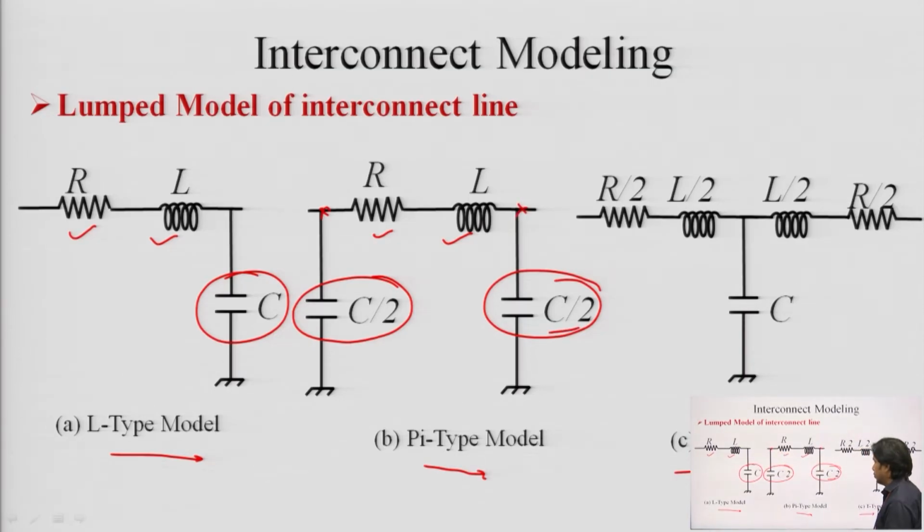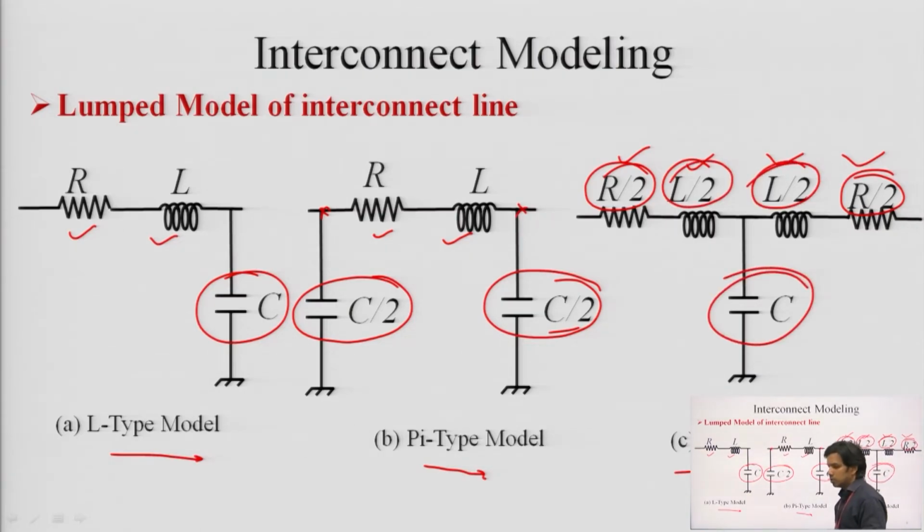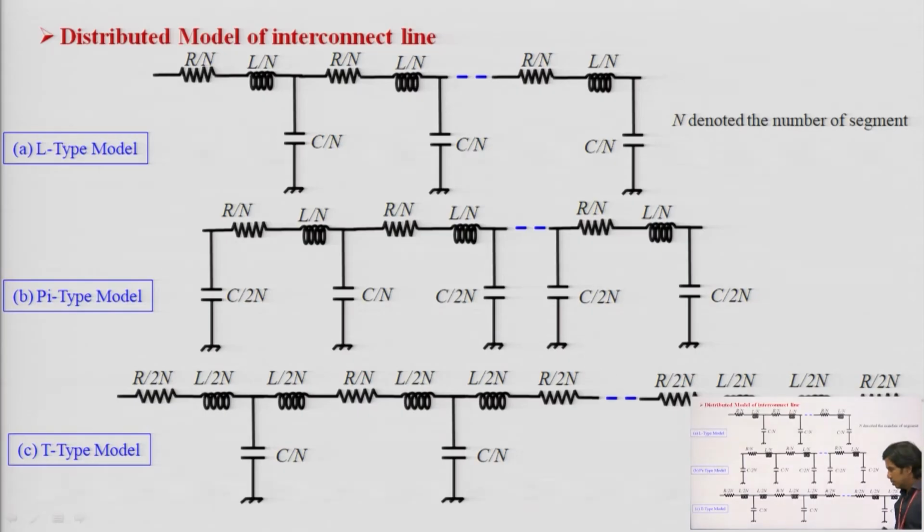So that the total impact will be only C. Similarly, in the T type model, this resistance and inductance are getting split. So the total impact, if you take R by 2 and this R by 2, it is R. So L by 2 and L by 2, and this capacitor is only C. So this is the lumped model for 3 different types.